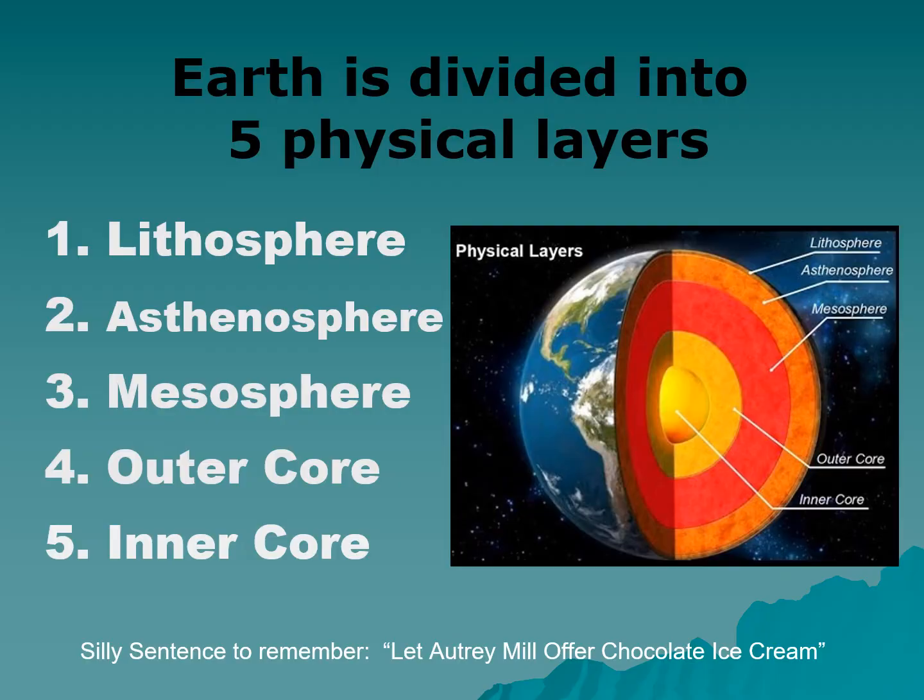As we move on, we're now going to talk about the 5 physical layers. They are the lithosphere, the asthenosphere, the mesosphere, our outer core, and our inner core. There's kind of a silly sentence to help you remember it. Let Autry Mill offer chocolate ice cream. The L in let stands for lithosphere. The A in Autry stands for asthenosphere. The M in mill stands for mesosphere. Then we've got offer chocolate, which is outer core, and ice cream, which is inner core. So just a quick, easy way to remember them in order.